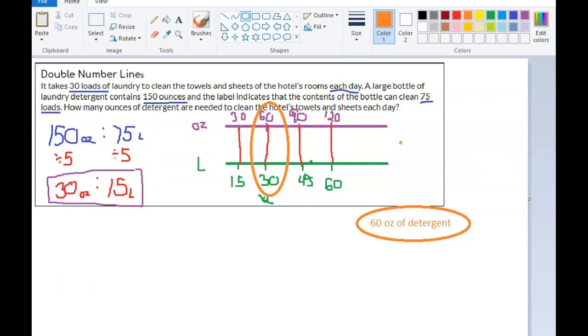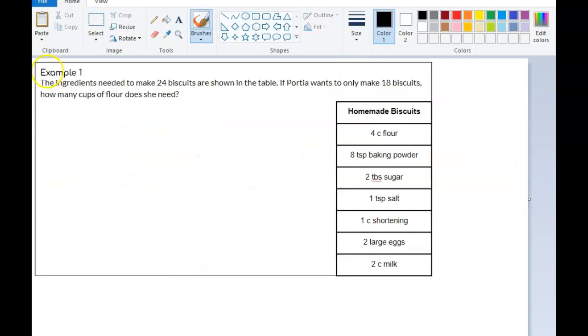All right, let's go ahead and try the next one. Next one, and yes, we are still using the double number line method, so you do have to draw double number lines, okay? The ingredients needed to make 24 biscuits are now shown in the table. So this is 24 biscuits. I'm going to write that, 24B, okay? If Portia only wants to make 18 biscuits, how many cups of flour does she need?